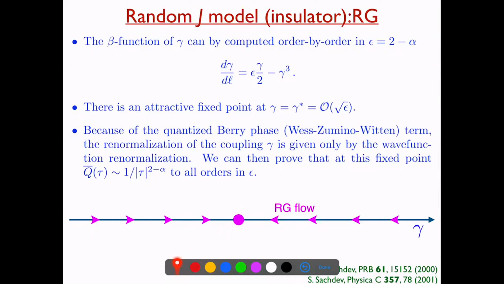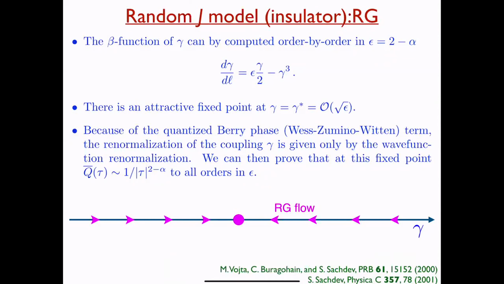Okay, so you do the RG, and you can, at this point, figure out what Q bar is. Here comes the magic, which I won't explain in any more detail. Even though you don't know the exact fixed point, you can prove to all orders in epsilon that it's 1 over tau to the 2 minus alpha. And this comes from the fact that you have this Berry phase term with a quantized coefficient, which cannot renormalize. You can read these papers if you want to learn more about that.